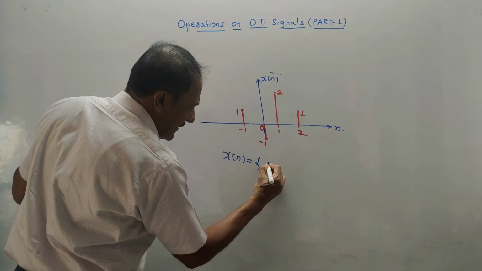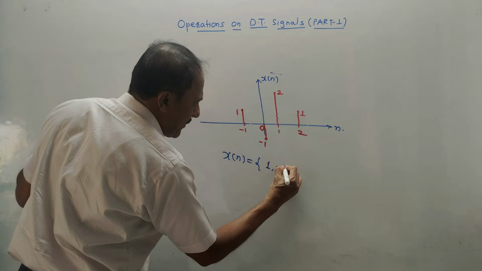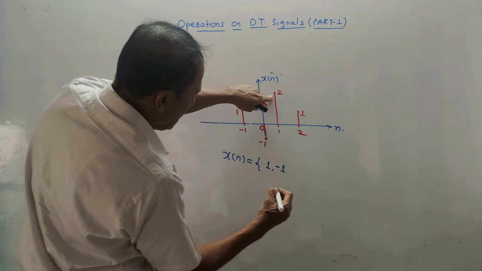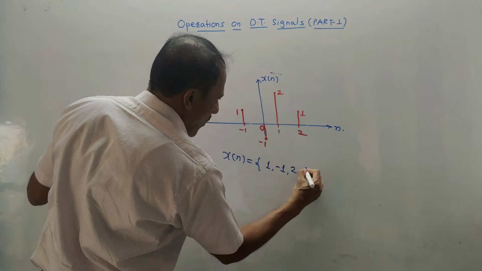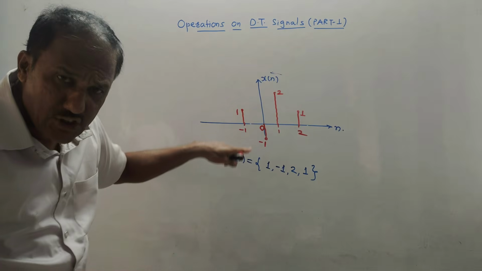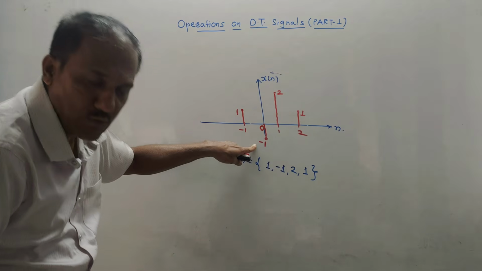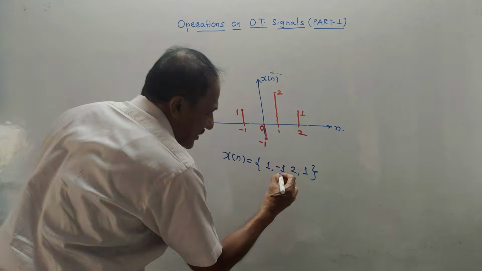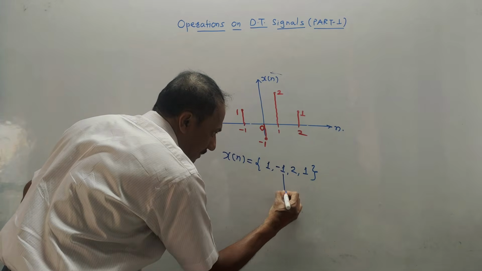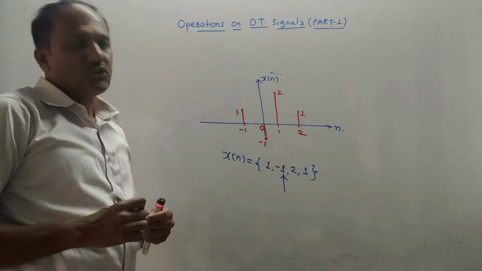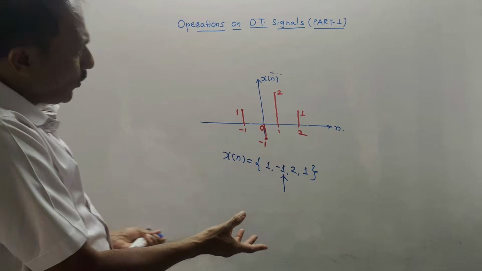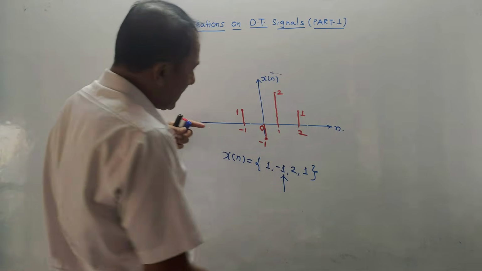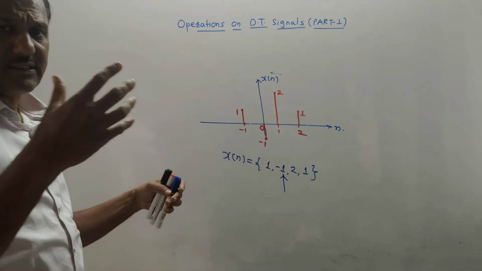So as I said, simply go on writing the amplitude levels, that is 1, minus 1, 2, 1. Now at n is equals to 0, amplitude is minus 1. Whatever amplitude is there at n is equals to 0, it is minus 1. Mark arrow at minus 1. So this is the way how you can generate the sequence if diagram is given.